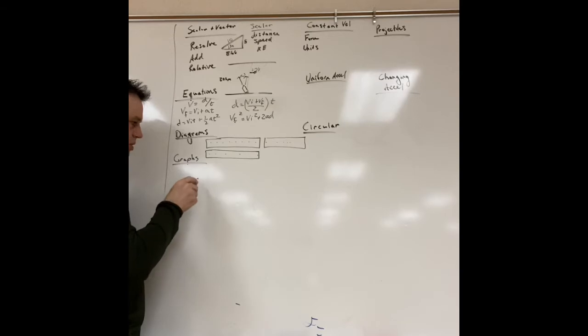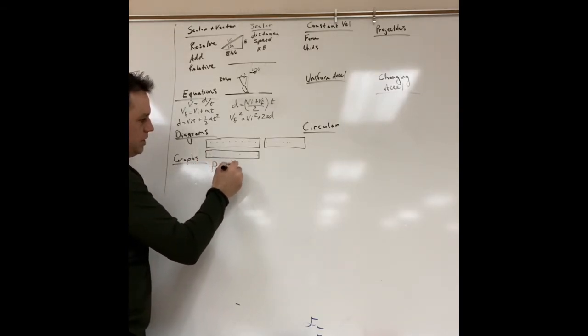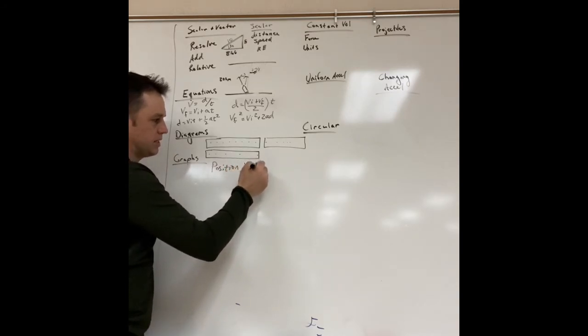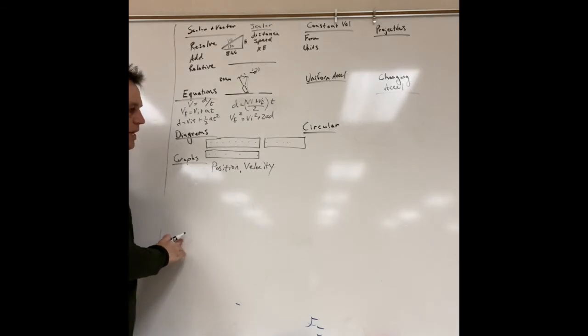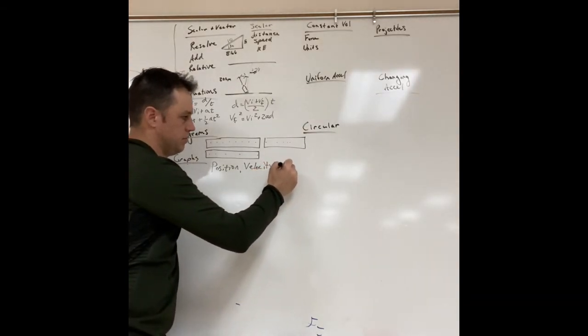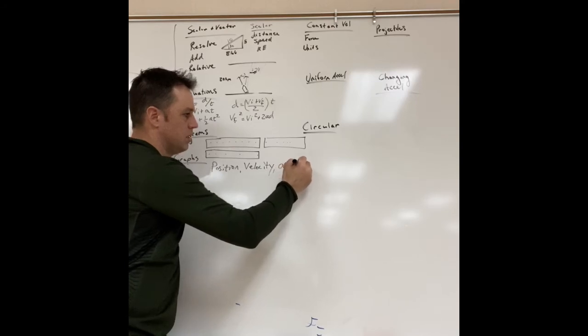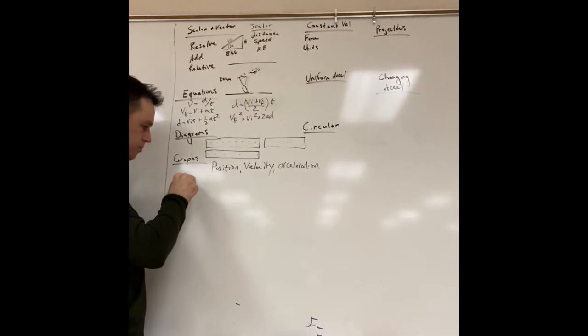Speaking of that, we should graph these things. There are 3 kinds of graphs we do. Position, which again is like displacement. Velocity, which is the rate of change in position. And acceleration, which is the rate of change in velocity. And these graphs are related.